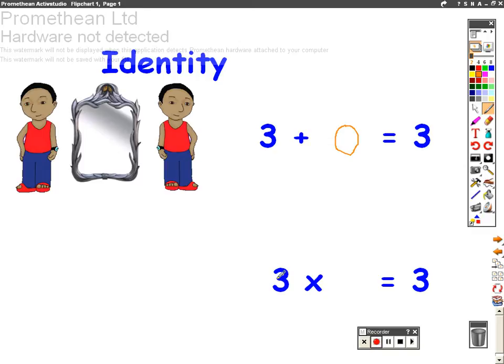Let's look at this one. 3 times what will give me 3? If you said 1, you're correct, because 1 is the identity property of multiplication.